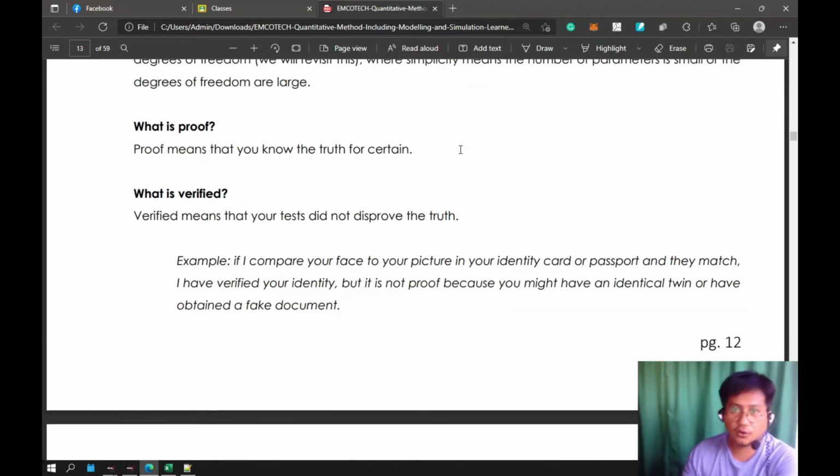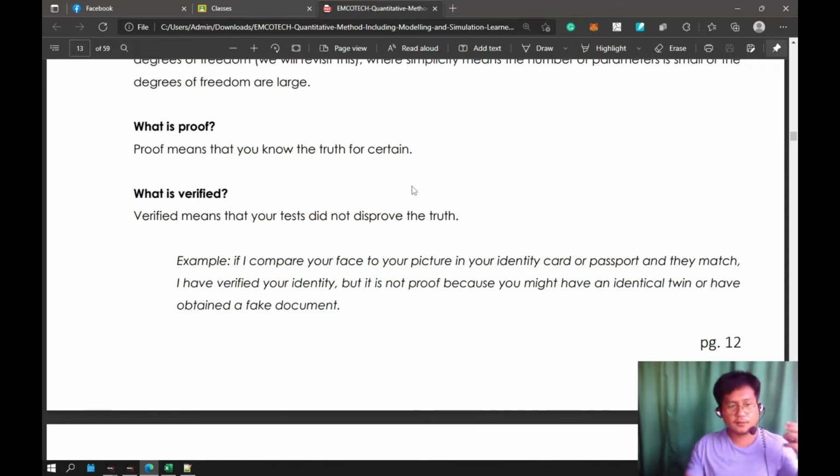Alam mo yung totoo, alam mo yung talagang nangyari or magiging basihan. What is verified? Verified means that your test did not disprove the truth. Okay, so you know the truth. Now, since you know the truth, you have the proof. How can you prove that truth? You have to verify that truth. You have to test that truth to not disprove the truth.